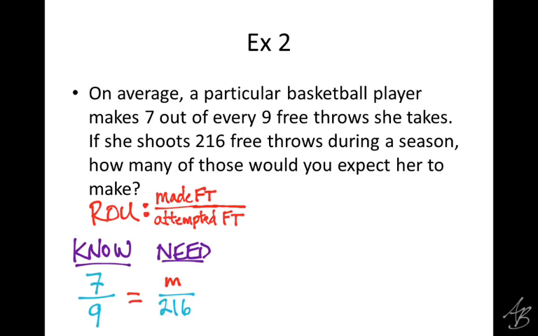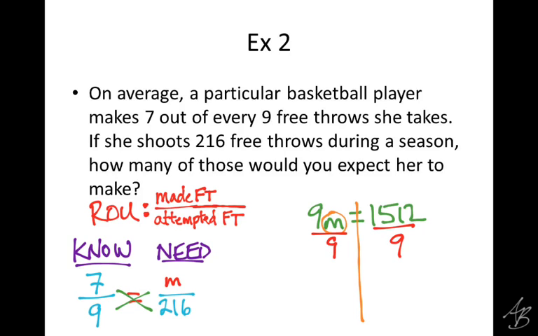So now to solve this proportion, what are we going to do? Cross multiply. So we multiply 9 times M and get 9M. We multiply 7 times 216 and get 1,512. All right, so we get 9M equals 1,512. And then we solve this just like any other equation. So we circle our variable, draw our line, and then divide by 9. So divide by 9 on each side. 9's cancel on the left, leaves M. On the right side, 1,512 divided by 9 is 168.